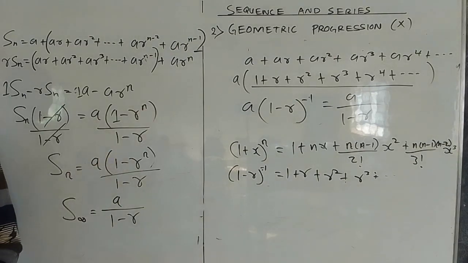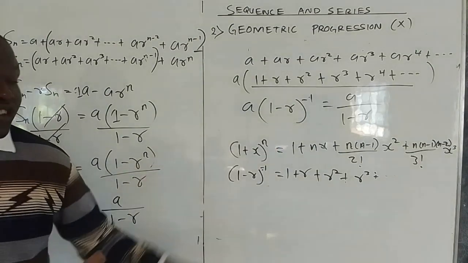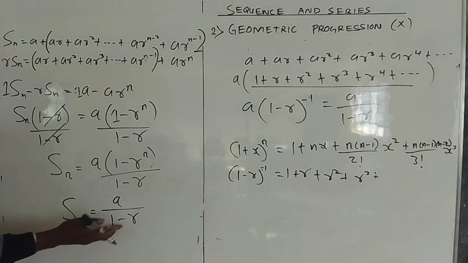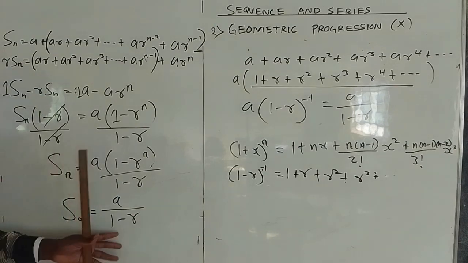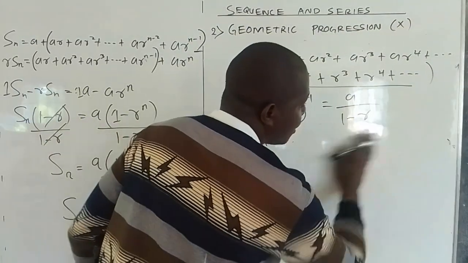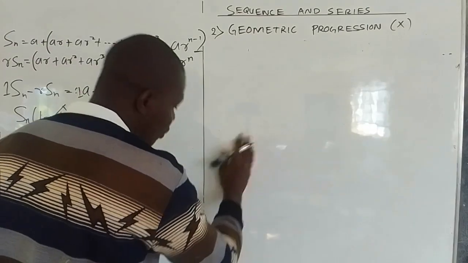The binomial series, that Maclaurin's expansion of the binomial series. Then you get the infinite geometric series. The sum of an infinite geometric series results from the Maclaurin's expansion of the binomial expansion. So that is the end of the geometric progression.